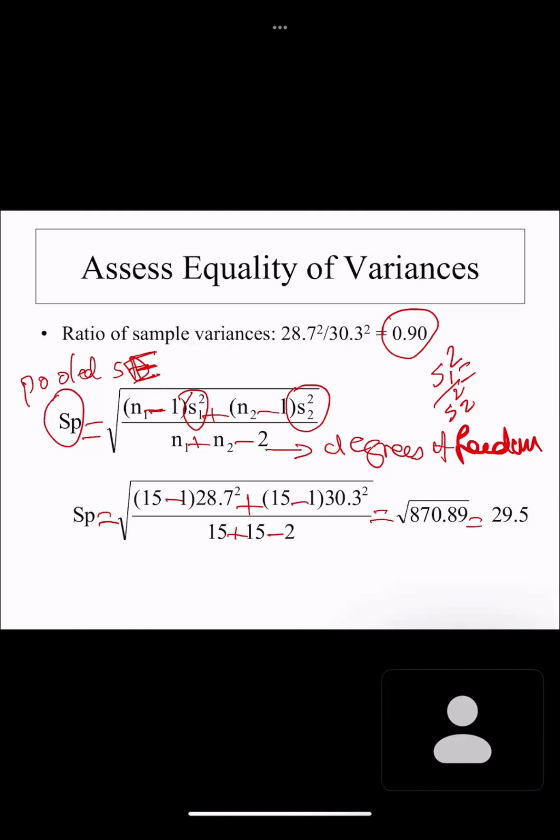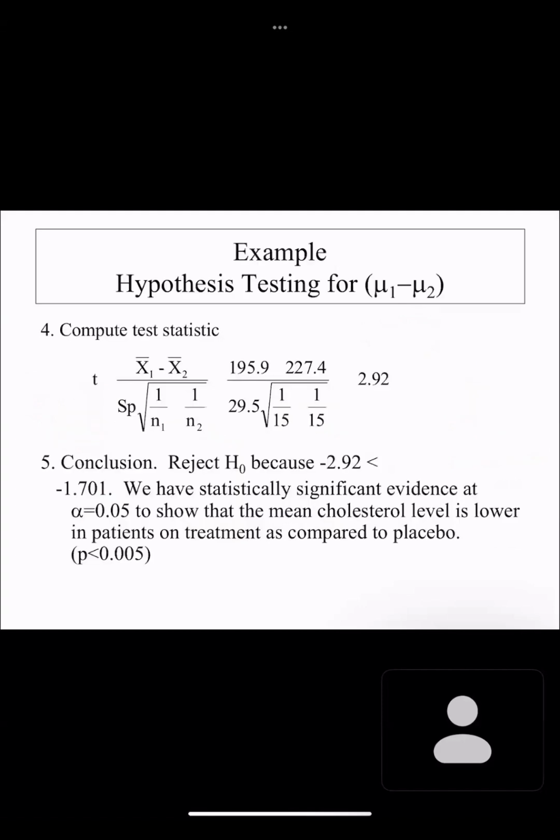We're only looking at cases where the ratio of sample variances meets the requirement to do a pool. We're not taking any alternative, but thank you for your question. Yes, there are alternative ways and formulas, but for now we use the S pooled when we have a t-test. So the S_p is 29.5, and then we do the test.